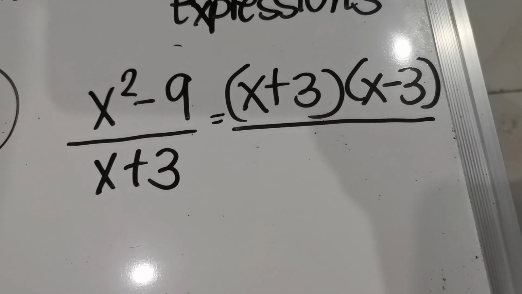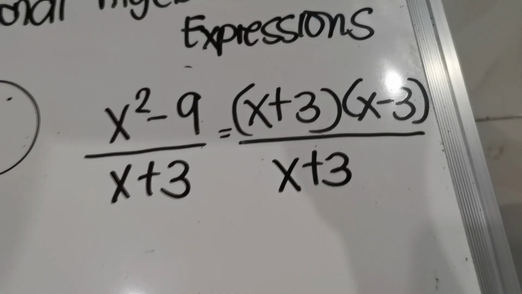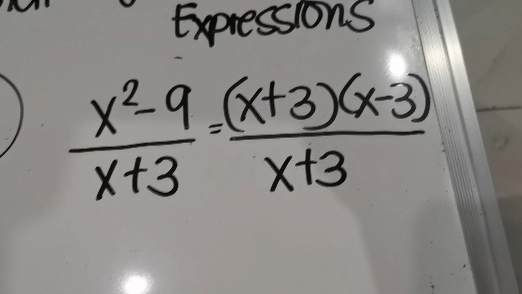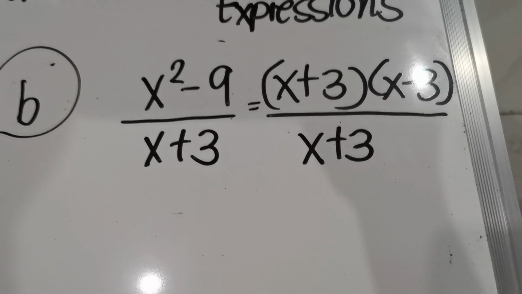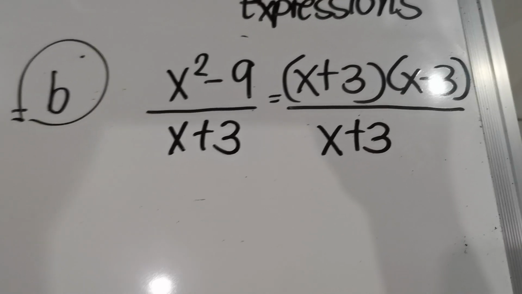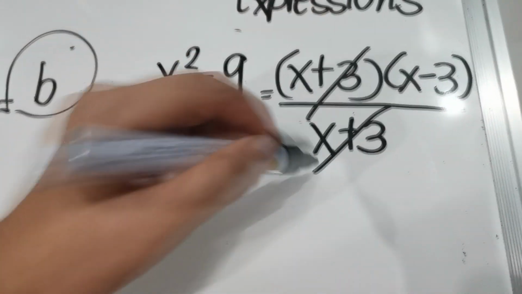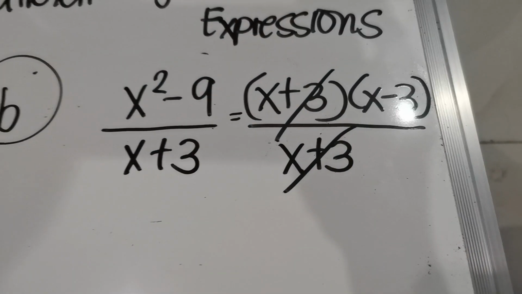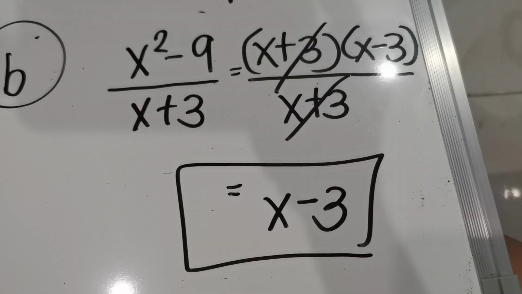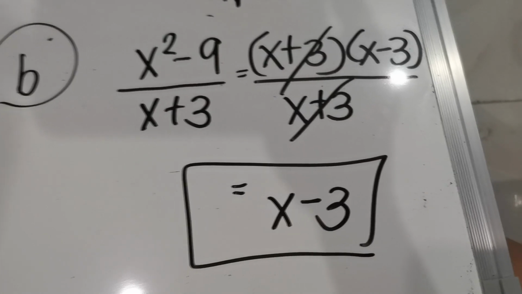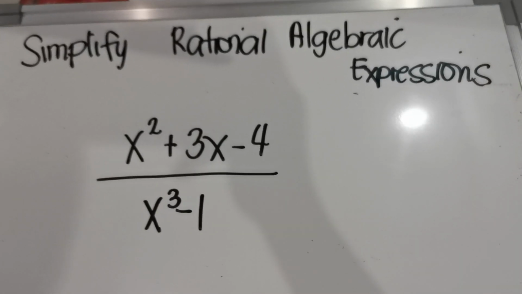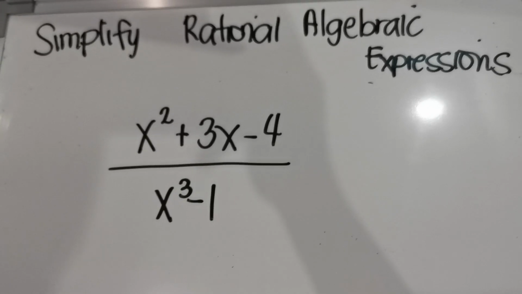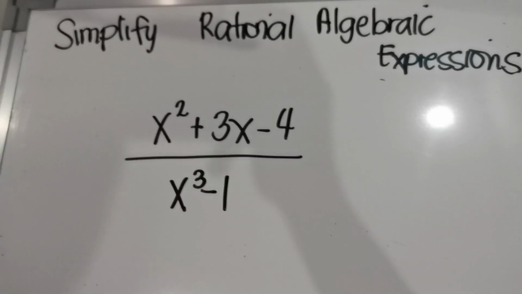And then, on the denominator, we have x plus 3. And then, kaya pa natin yung isimplify. So, we can now cancel out x plus 3 on the numerator and the denominator. And then we will have the final answer which is x minus 3. Nasusundan ba? Very good.